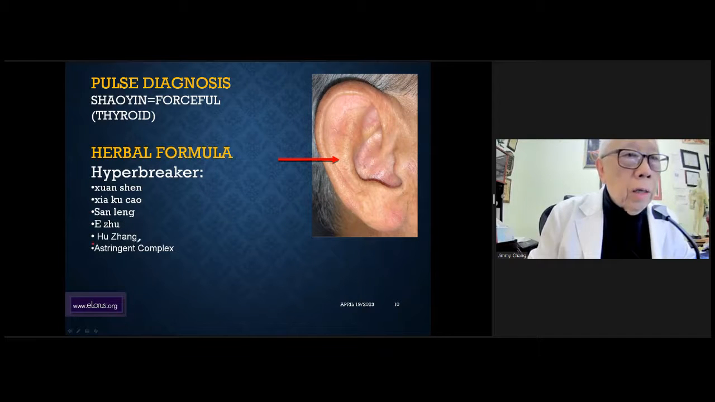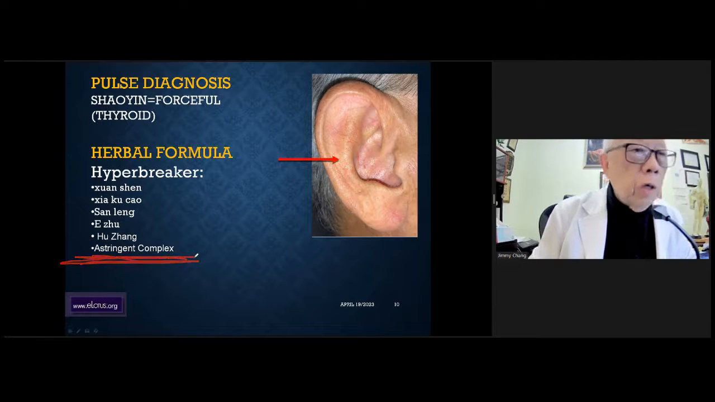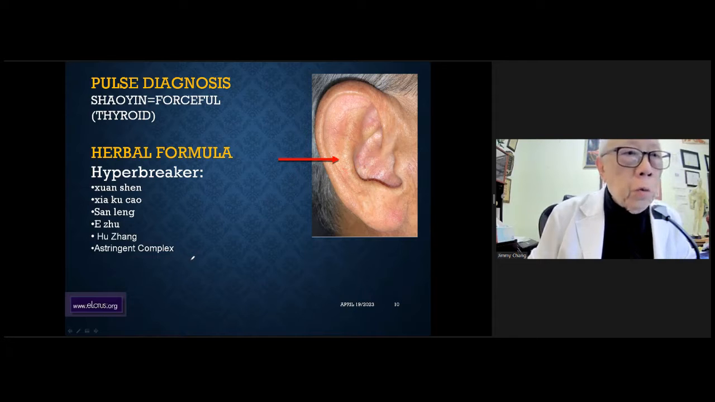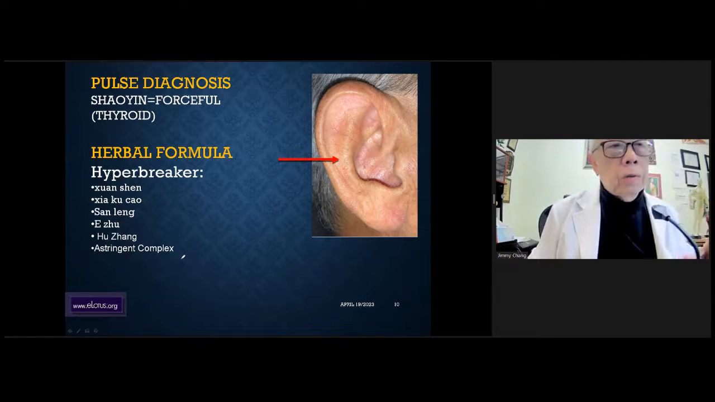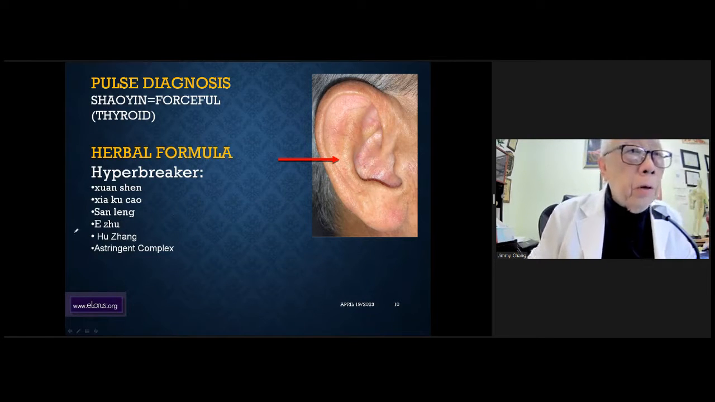Hu Zhang, I explained earlier, is for lowering the heat and for dropping all the phlegm in the chest, not only chest, but in the throat. So the throat problem can be the result of the thyroid. Astringent complex is good for any kind of swelling tissues or forceful swelling process. Try to bear it in your mind. So you can put them together. That's what I do.